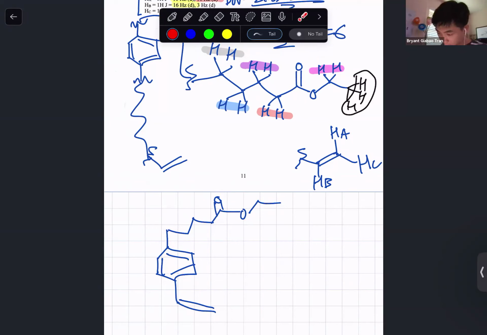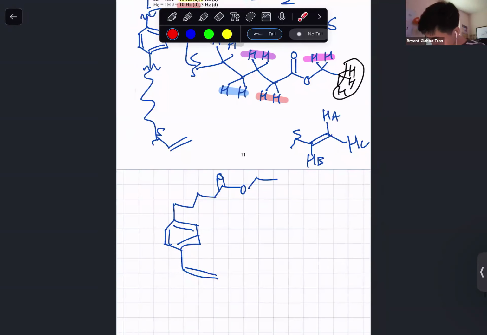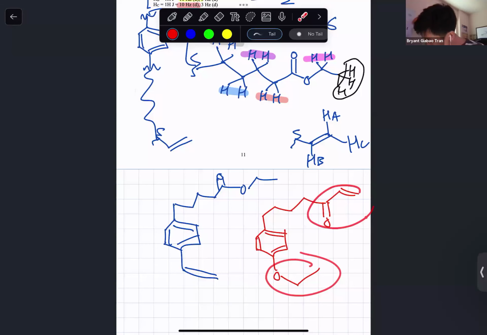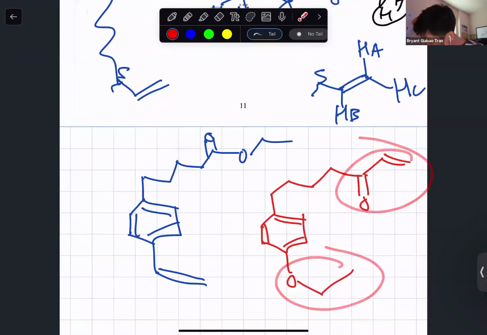Go all the way down. Okay. This is what she put. Let's see the difference. So she had an ether and she had this enone instead. But let's see what's the difference here.